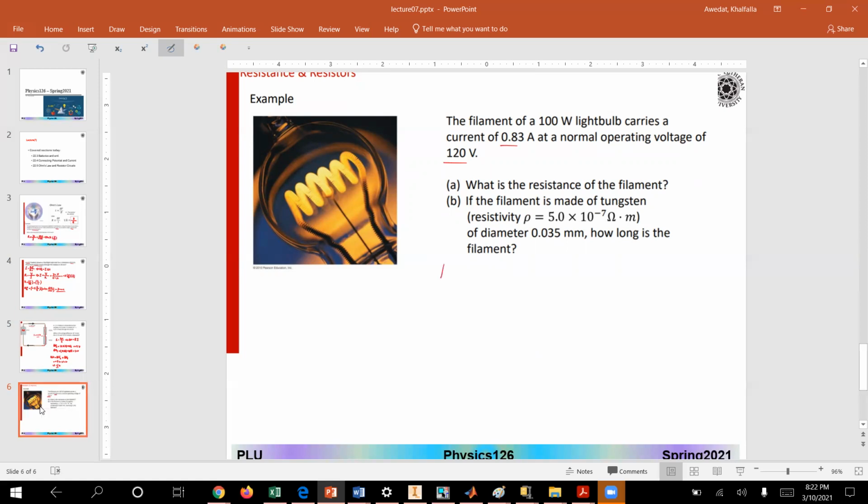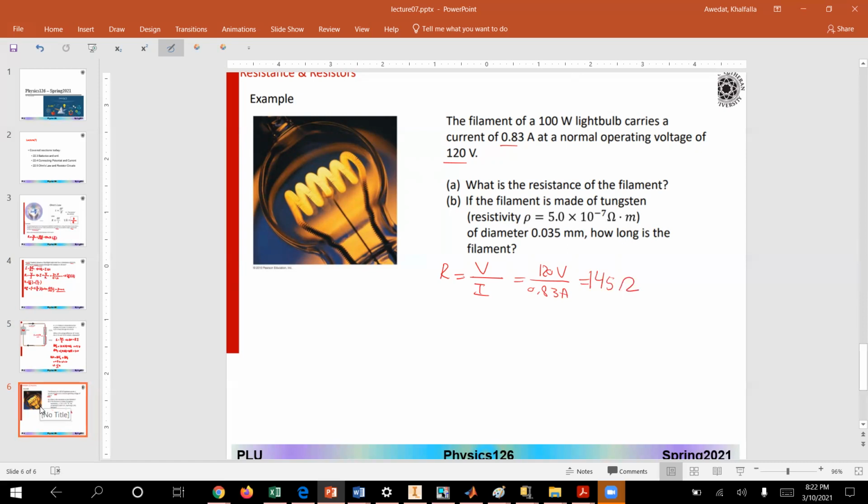Straightforward, Ohm's law. R is voltage divided by I. I have voltage 120 volt divided by I, 0.83 amps, and this one is 144 something, but for the resistance we put an integer number, so this one is 145 ohms.